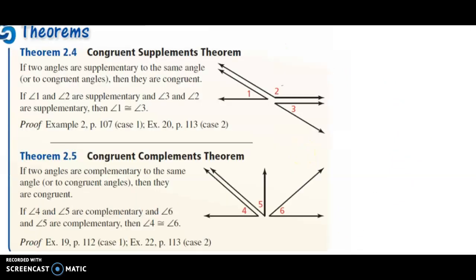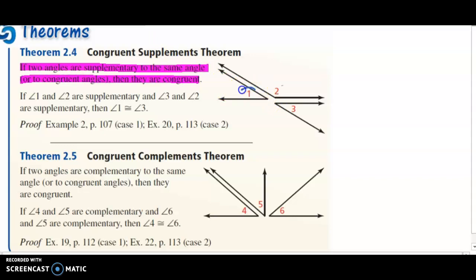All right, so we just proved a couple theorems. We proved the congruent supplements theorem and the congruent complements theorem. So let's read through these. So the congruent supplements theorem tells us if two angles are supplementary to the same angle, then they are congruent. Okay, so if we're given that angle 1 is supplementary to angle 2, and angle 3 is also supplementary to angle 2, then angle 1 has to be congruent to angle 3. Okay, so if two angles are supplementary with the same angle, then they are congruent to each other.